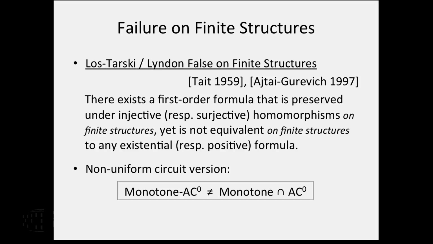And in fact, at least the Ajtai–Gurevich theorem holds even in a stronger form with respect to non-uniform AC0 circuits. So this is showing that the syntactic class of monotone AC0 circuits is not equivalent to the semantic class of AC0 circuits which compute monotone functions. So syntax is different from semantics with respect to monotonicity in AC0.